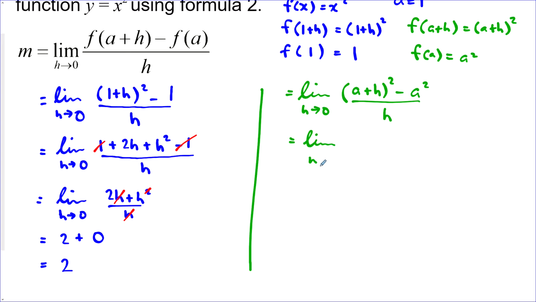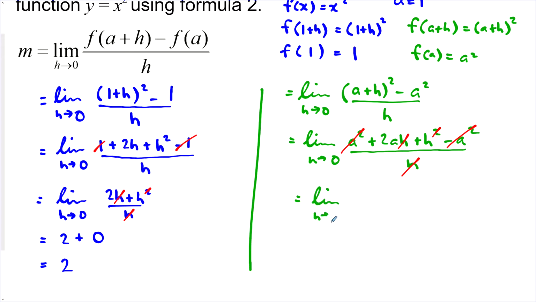So the limit as h approaches 0. Let's expand that. A squared plus 2ah plus h squared minus a squared. And you see the same thing is happening here. The a squareds will cancel. A squared minus a squared will cancel. And then I'll just do it in the same step. One of these h's will cancel with this h in the denominator. So we would then have the limit as h approaches 0. What's left? 2a plus h. And so we can now let h go to 0, and we just get 2a.